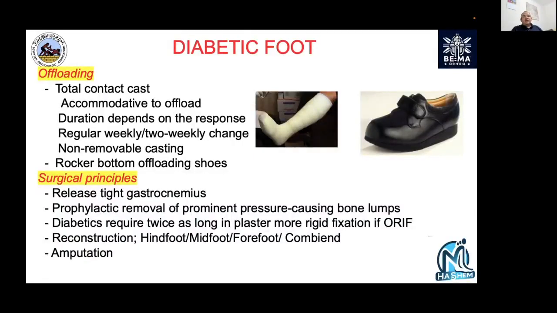To do offloading, which is very, very important, you have two options: the total contact cast or the rocker-bottom offloading shoes. Both options are in front of you in the pictures. The total contact cast is basically accommodative to offload the foot. We keep it there for a good 4 to 6 weeks while the patient is in the acute stage, but we have a look at it weekly. It has to be changed weekly because this foot is very dynamic.